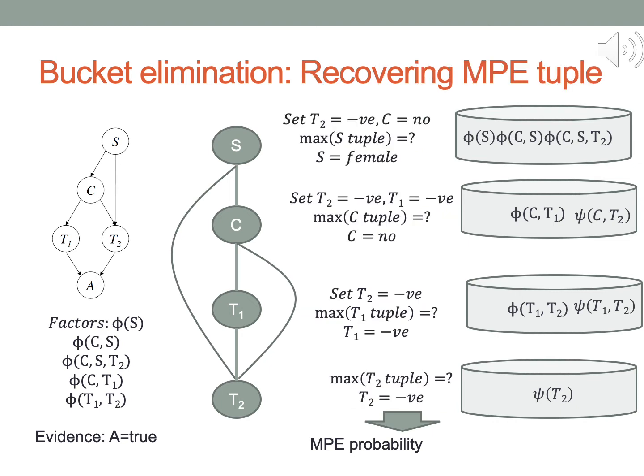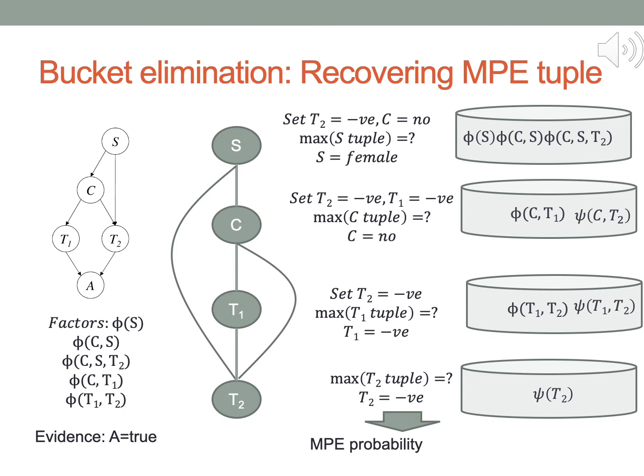If you want to recover the MPE tuple, in optimization terms, find the optimal assignment to the problem variables rather than the optimal value of the objective function, we have to run a so-called backward pass. What I'm going to do now is describe how this backward pass works. At each bucket, we find an assignment to the bucket variable that has the maximum probability given an optimal assignment to all variables ordered below the bucket.